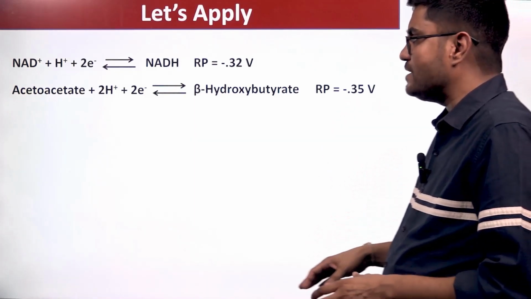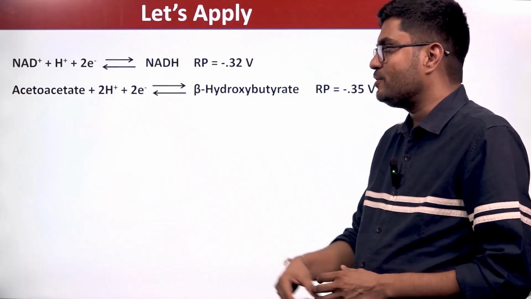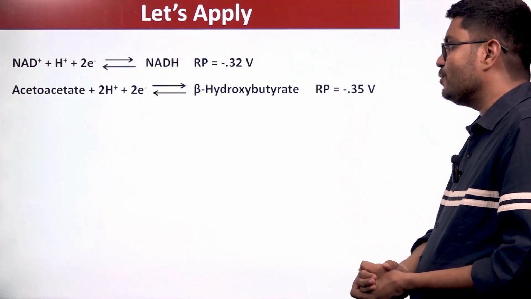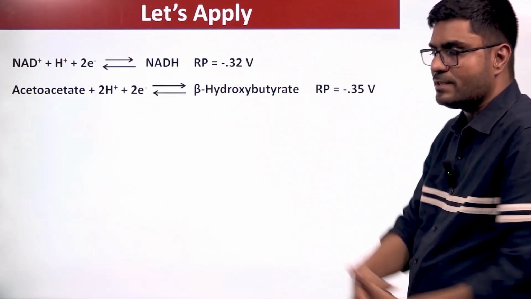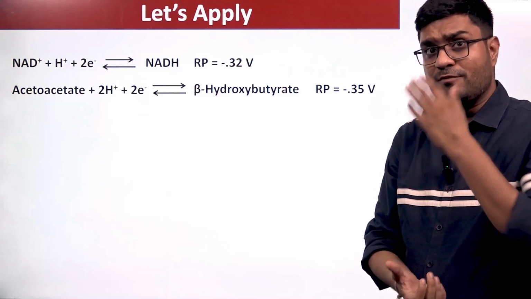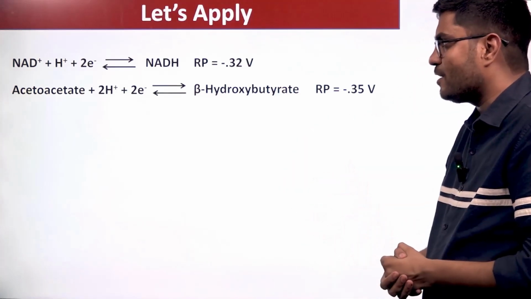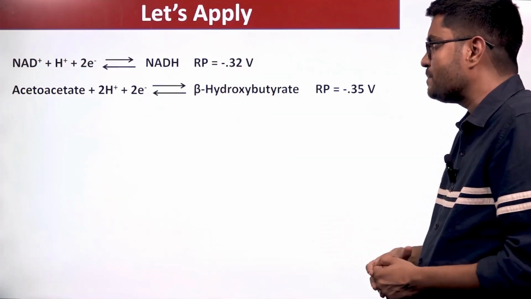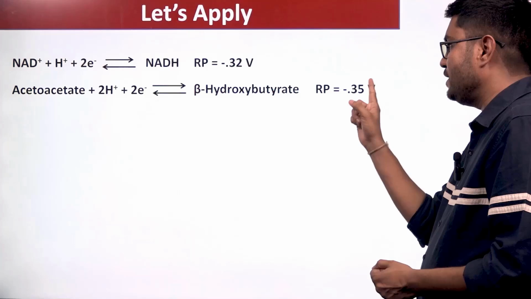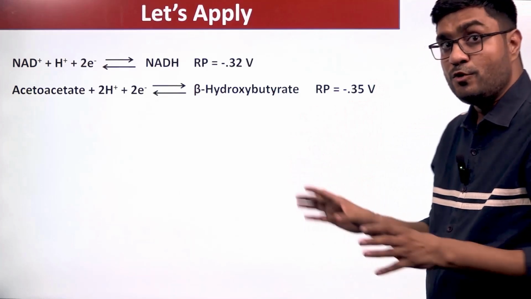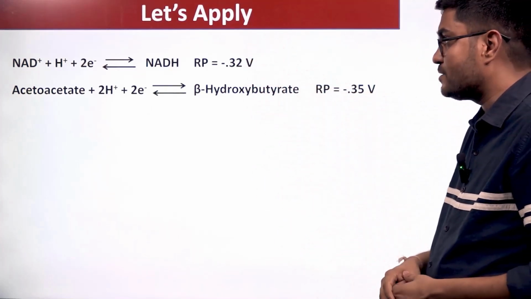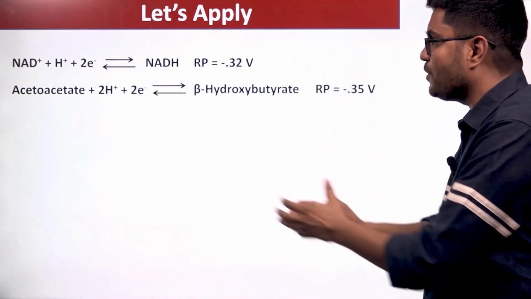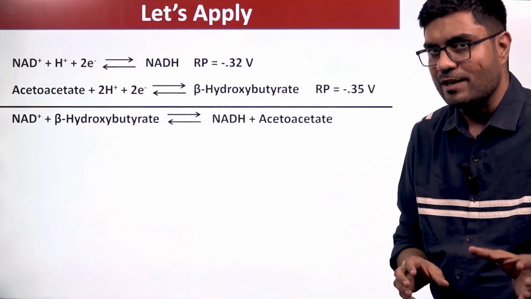So in other words, you can say that the tendency of accepting 2 electrons by acetoacetate is governed by the reduction potential value minus 0.35 volt. Now if I bring these two processes together in the same microenvironment, what will happen? It is very easy to tell, because the reduction potential is minus 0.32 volt for NAD plus and minus 0.35 volt for acetoacetate. Who is having the higher value? Of course NAD plus. Who is having the lower value? Of course acetoacetate. So if we combine, the reaction will look like this.